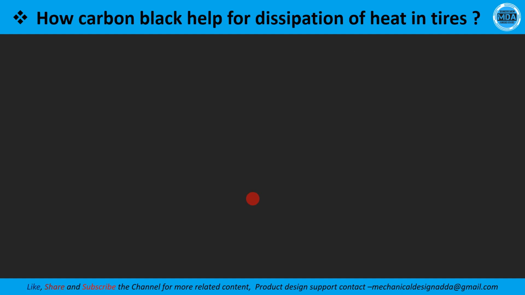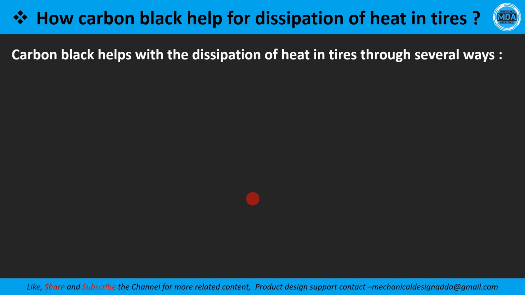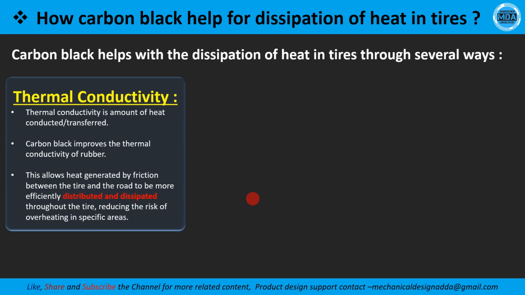Now, how does carbon black help with dissipation of heat? This is very important. As I said, carbon black dissipates the heat in several ways, like with thermal conductivity. Carbon black improves the thermal conductivity of rubber. What is meant by thermal conductivity? Thermal conductivity is the amount of heat conducted and transferred, how much heat is conducted from one place to another, like flowing. Heat is generated because of the friction between the road surface and the tire surface, so there will be friction generating heat inside the tire.